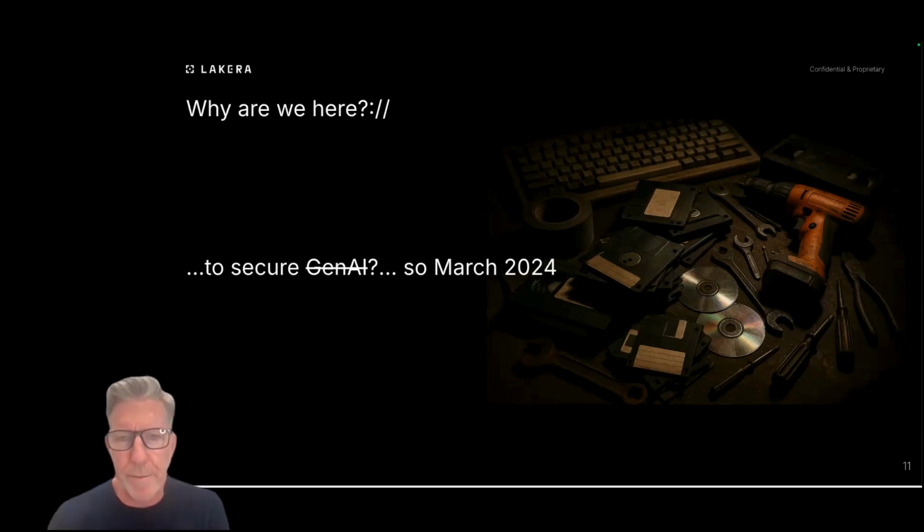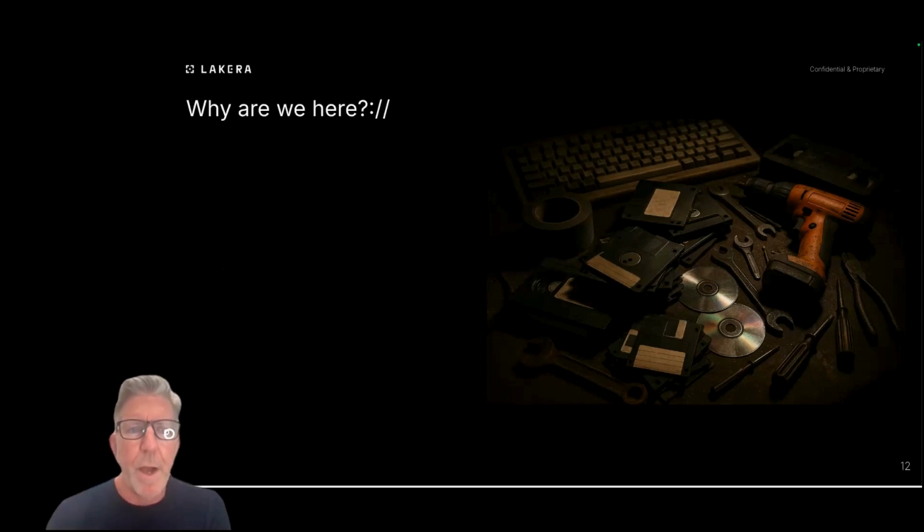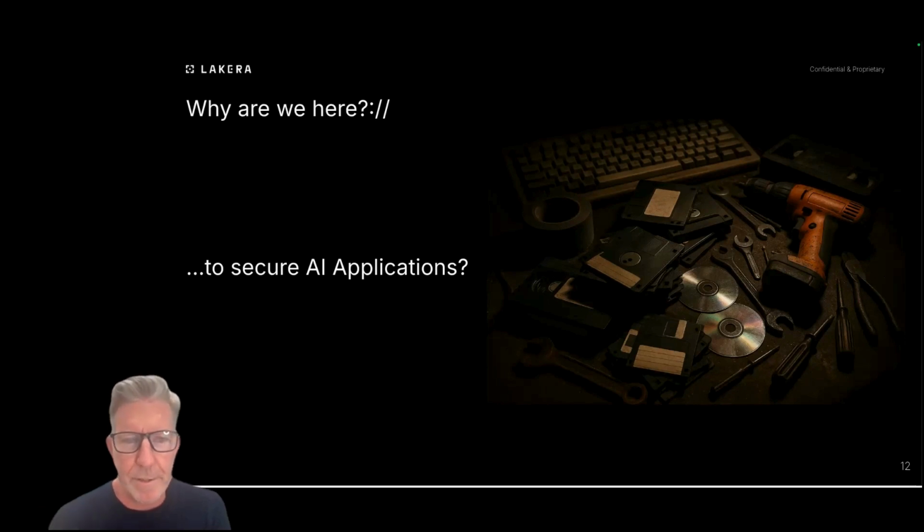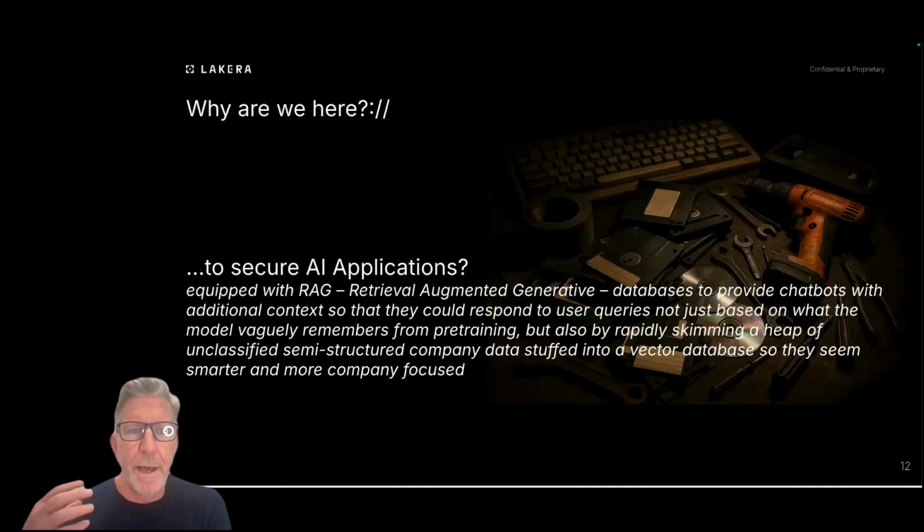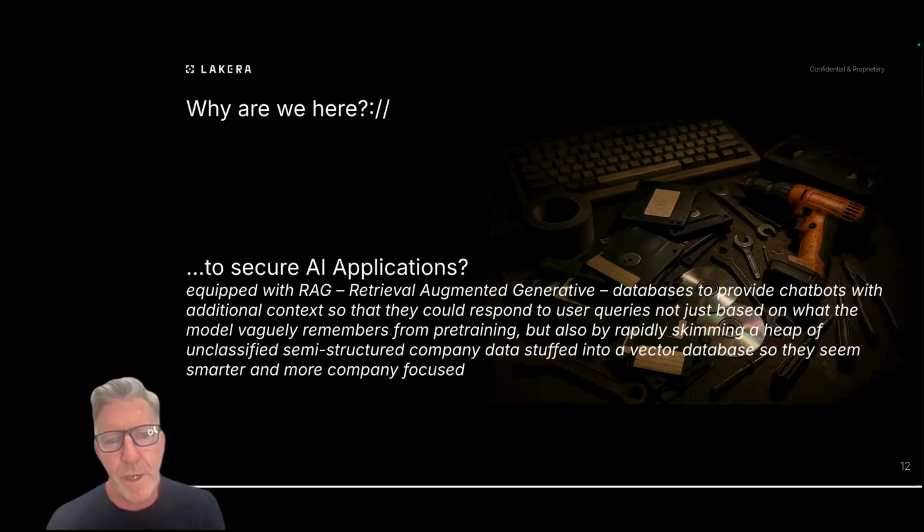And I'm like, all right, so what should I be saying? We are here to secure AI applications. Okay, I can buy into that. But application is such an overloaded word. It's very difficult to understand what I mean when AI is inside an application, unless I decide that an AI application in this particular instance is an application equipped with RAG databases to provide chatbots with additional context so that they can respond to user queries, not just based on what the model vaguely remembers from pre-training, but also by rapidly skimming a heap of unclassified semi-structured data stuffed into a vector database so they can seem smarter and more company focused.